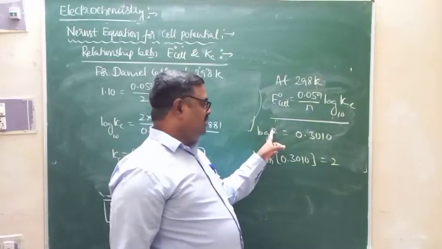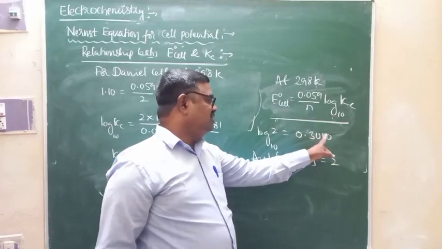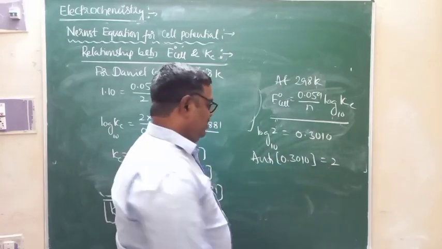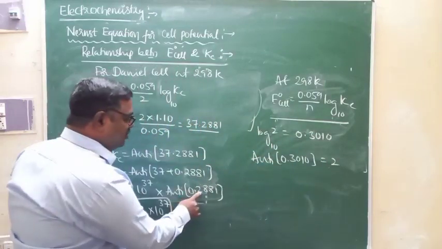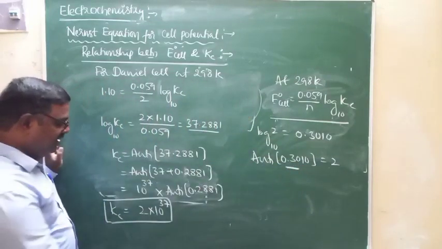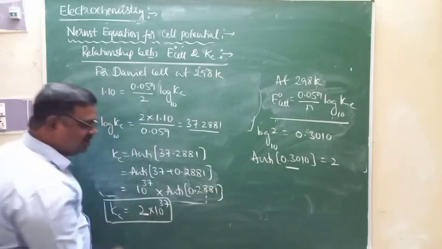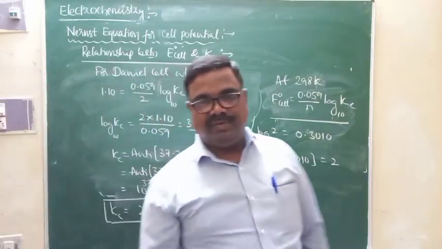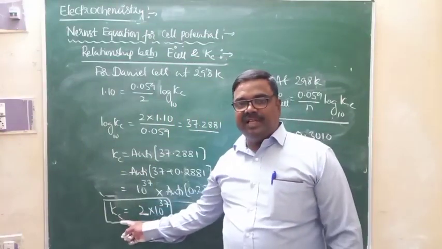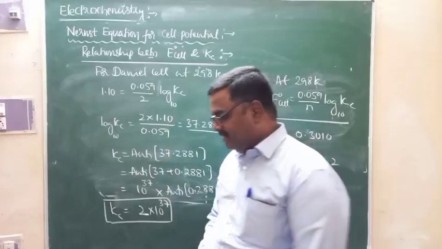Log of 2 ಎಷ್ಟು 0.3010. Therefore antilog of 0.3010 ಎಷ್ಟು 2 ಆಗುತ್ತೆ. ಇದೆಷ್ಟಿದೆ? Antilog of 0.2881 ಇದೆಯಲ್ಲ, approximately equal to 0.3 ಅಲ್ವಾ? ಹಾಗಾಗಿ this antilog of 0.2881 ಇದೆಯಲ್ಲ, that is taken as 2 here ಅಷ್ಟೇನೆ. So this is the expression for the equilibrium constant for the Daniell cell. Okay na, at 298 kelvins, right?